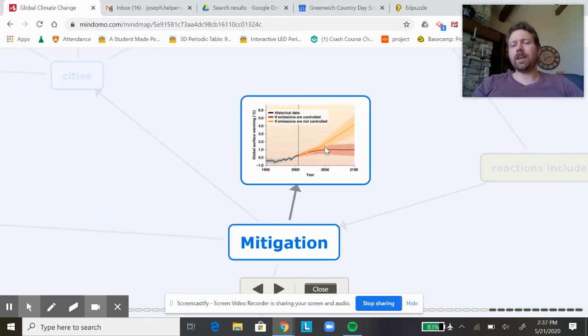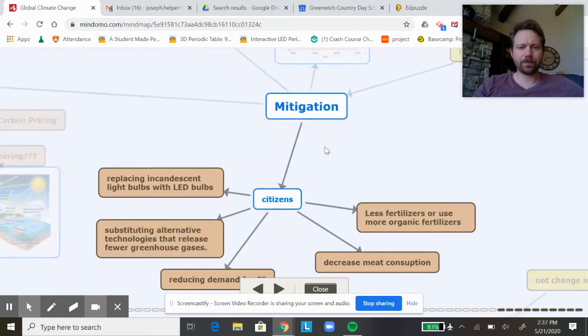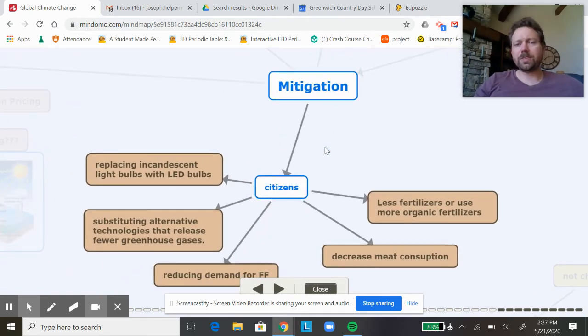Another way is through mitigation, where we actually try to decrease the amount of carbon dioxide and other greenhouse gases to, in effect, decrease the rate of temperature increase. What can we do as citizens? We can use less fertilizers or use more organic fertilizers rather than synthetic ones. Decrease meat consumption. Reduce the demand of fossil fuels.